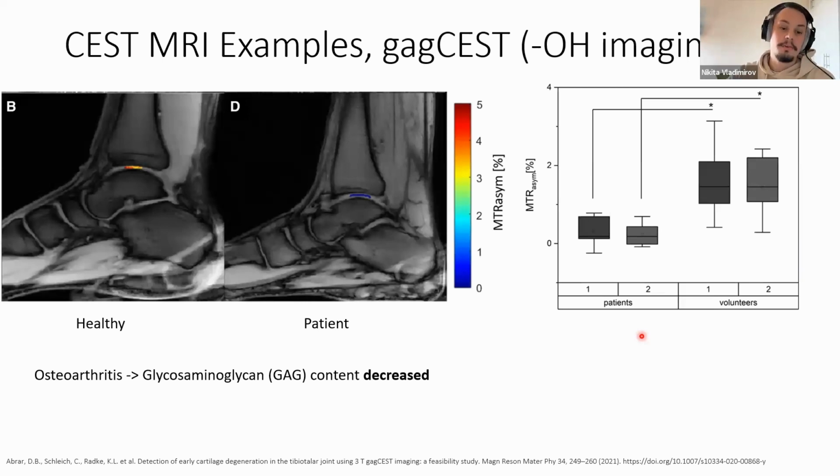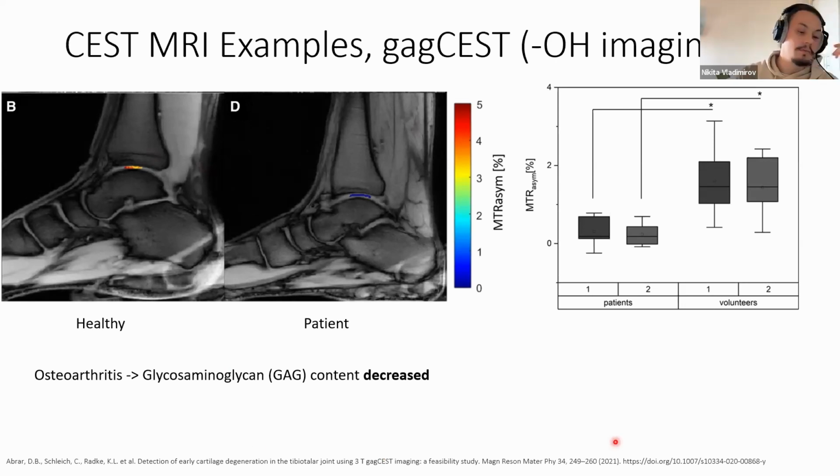I put here an example of cartilage, because several years ago, cartilage was something of interest in the physics department. So you can see here two images of a healthy volunteer and a patient with osteoarthritis. And it was shown that when a patient has osteoarthritis, it has decreased content of glycosaminoglycan. And we can monitor it with CEST. And here you can see that in the healthy volunteer, the MTR OH CEST signal is increased, while in the patient it is decreased. It was just one of the feasibility studies.